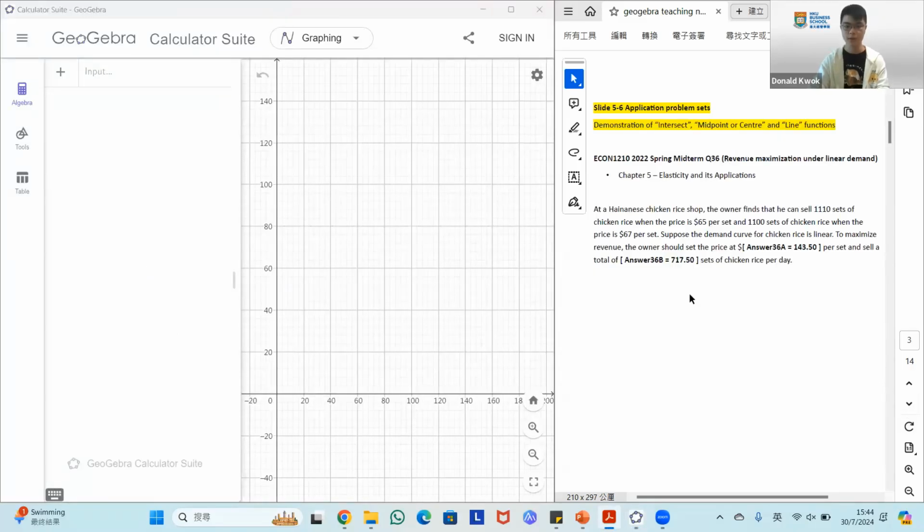So the first question is about the revenue maximization under a linear demand curve. In the question description, we have 2 price-quantity pairs of chicken rice, and we are going to find the revenue maximizing price and quantity of chicken rice here. Our goal is to derive a linear demand curve with the given 2 points, and then find the midpoint along this demand curve, since the midpoint of the demand curve would give the revenue maximizing point.